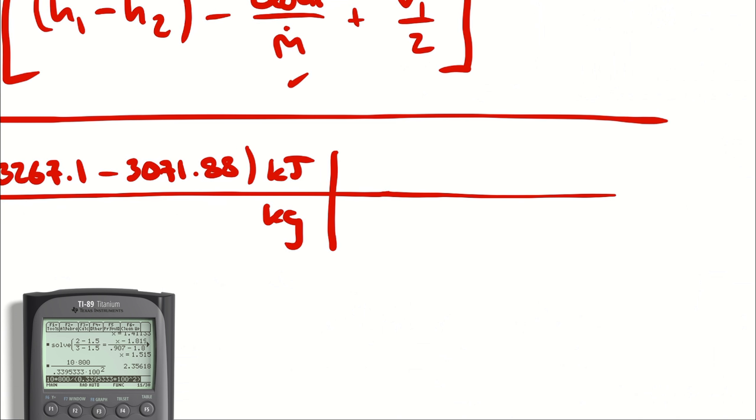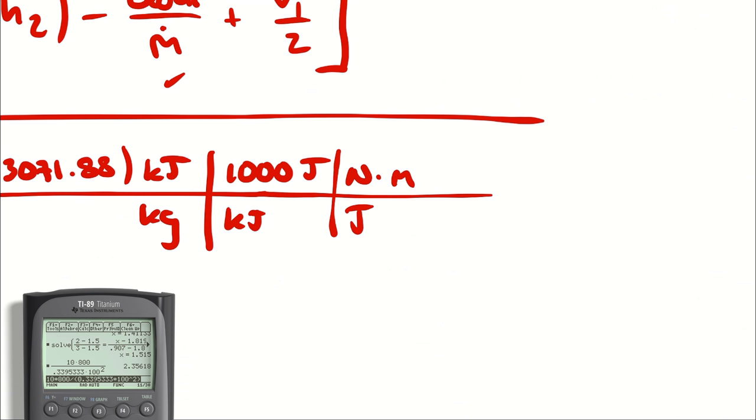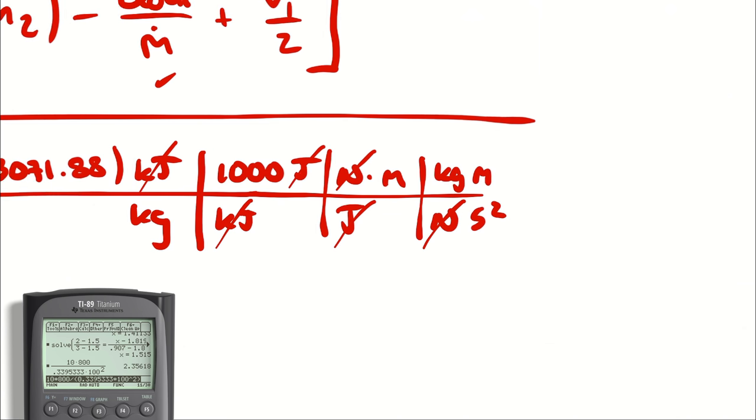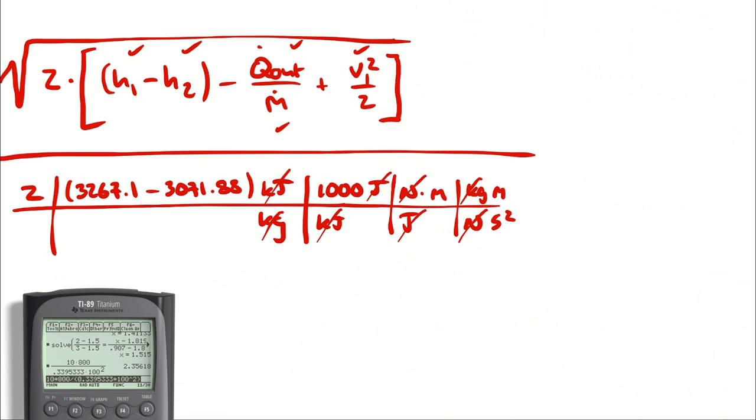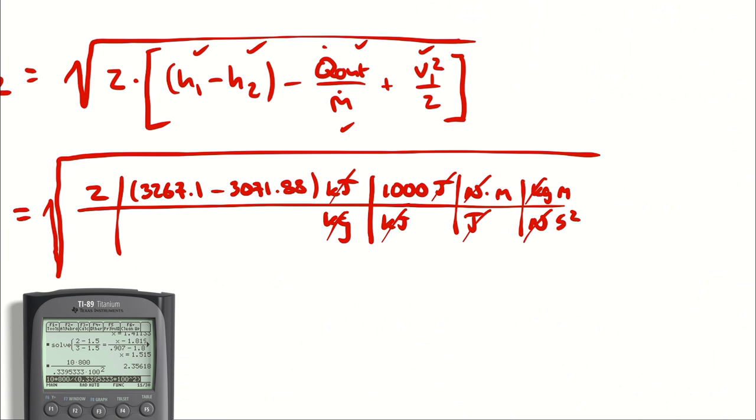For that, I will recognize that 1 kilojoule is 1,000 joules. A joule is a newton times a meter. And a newton is a kilogram meter per second squared. Newtons cancels newtons. Joules cancels joules. Kilojoules cancels kilojoules. Kilograms cancels kilograms, leaving me with meters times meters, or meters squared, divided by second squared. One quantity in, two more to go.